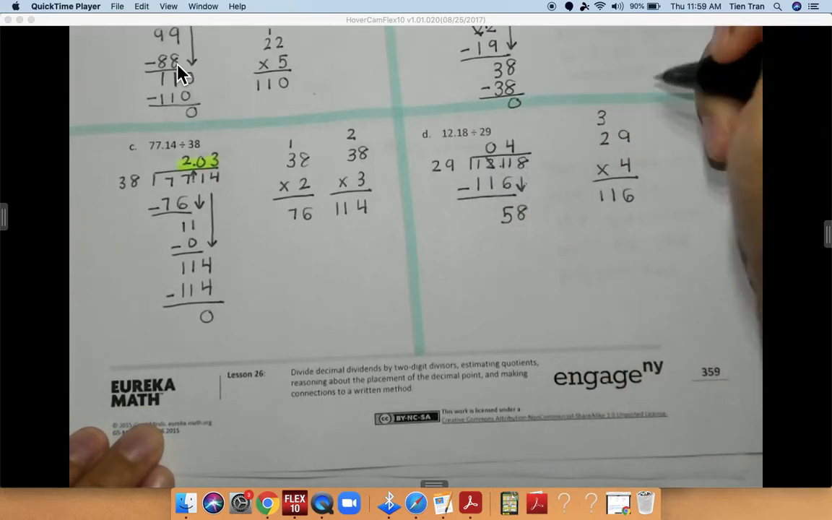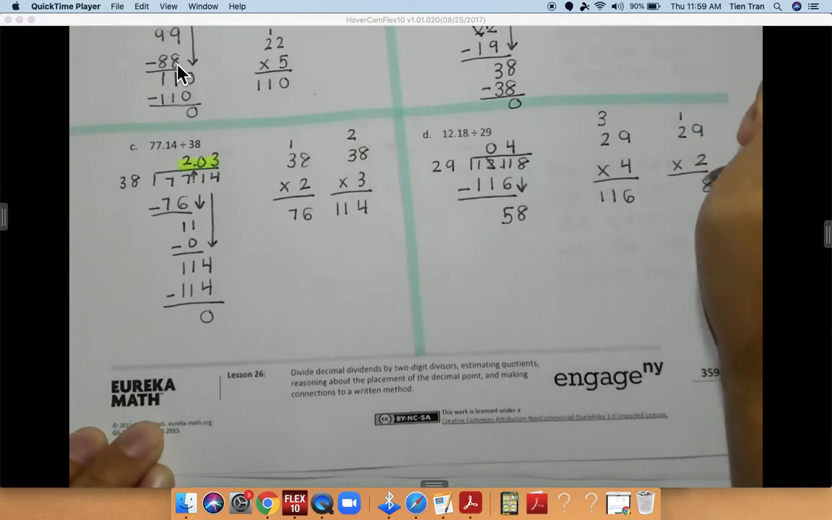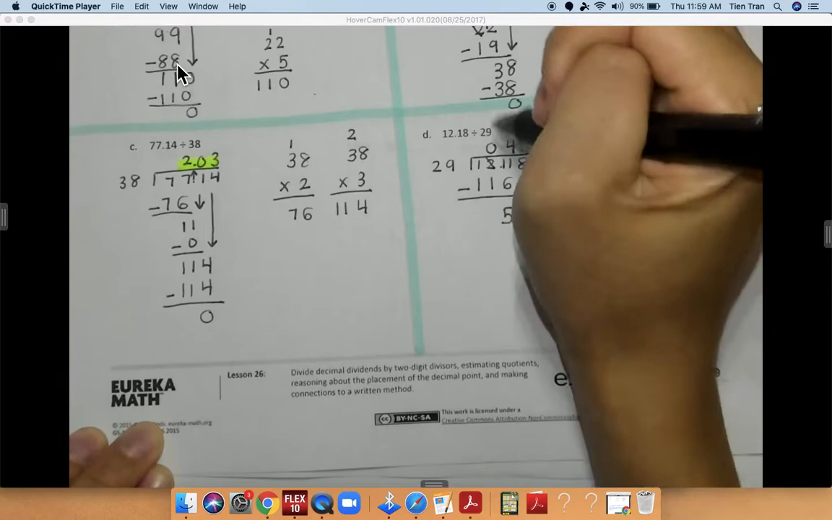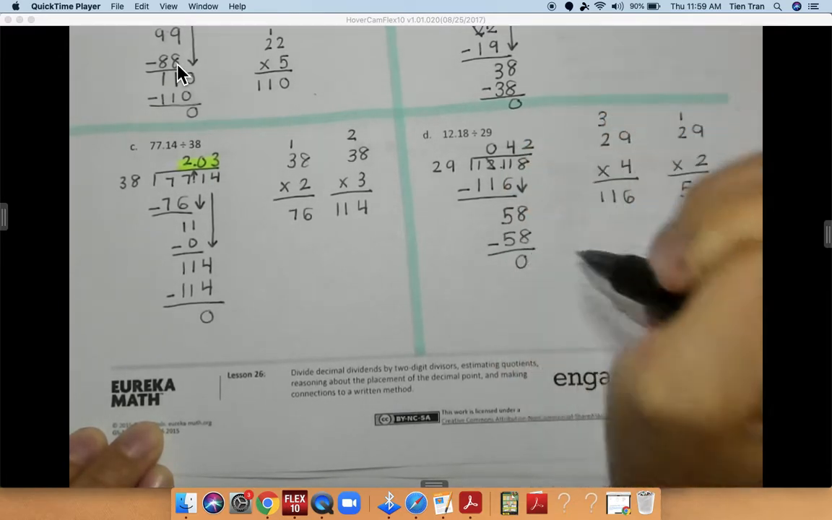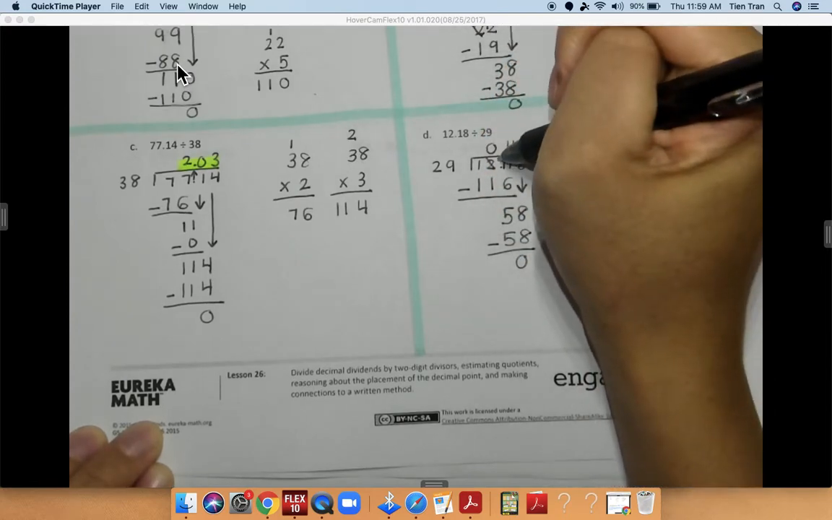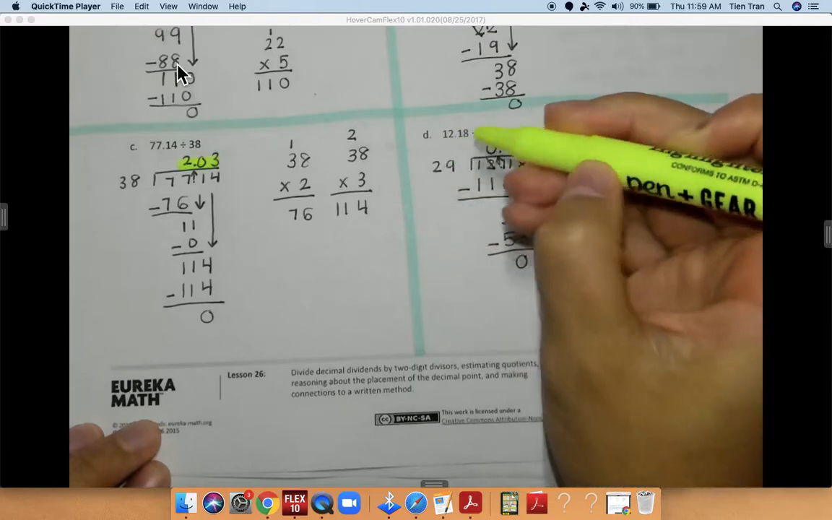I'm going to try 29 times 2. 9 times 2 is 18. 2 times 2 is 4. And 4 plus 1 is 5. I get 58 exactly. So 58 minus 58 is equal to 0. Don't forget to bring up your decimal. So my final answer is 4200.